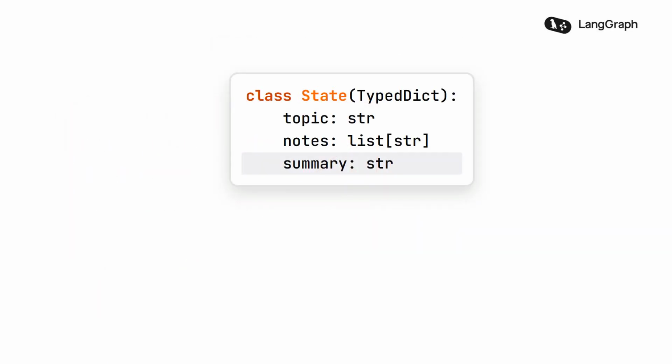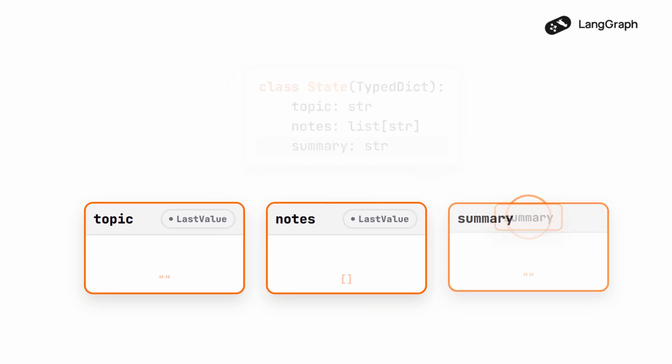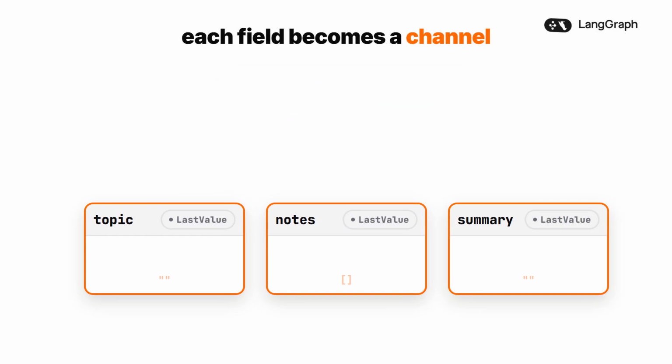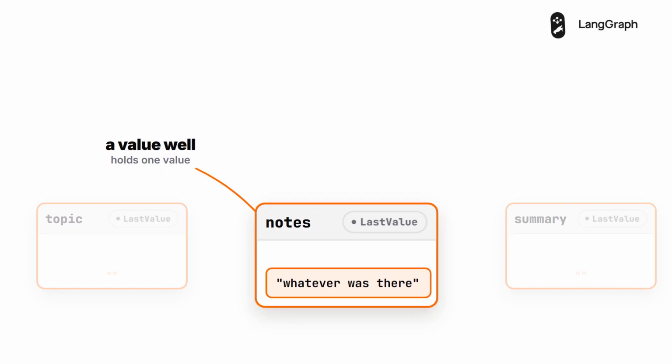So why did that note disappear? To answer it, we have to look at what compile actually built. When you hand a typed dict to StateGraph, LangGraph does not merely remember the field names. Each field becomes a channel. A channel is a small object with 2 responsibilities: holding a value and deciding what happens when somebody writes to it. That second responsibility is the interesting one.